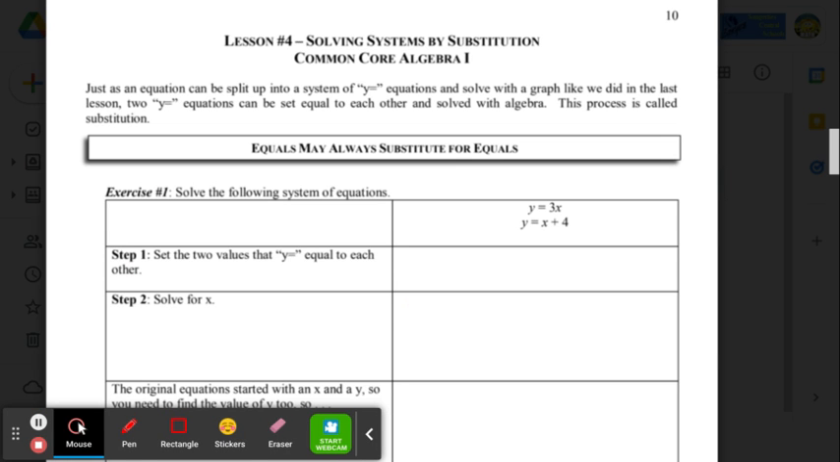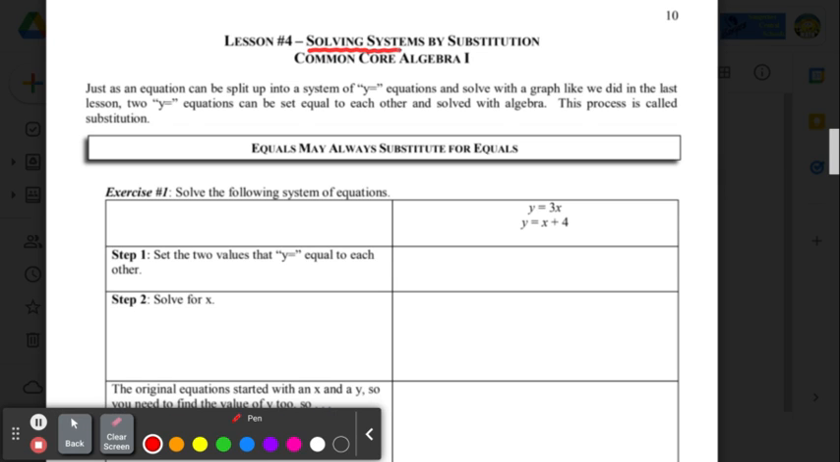As we're running out of time, we are skipping some lessons that are not quite as important as others. So on my paper, it says lesson 4, but on yours, it's not. We're on page 10 right now. And what we're going to do is solve systems.